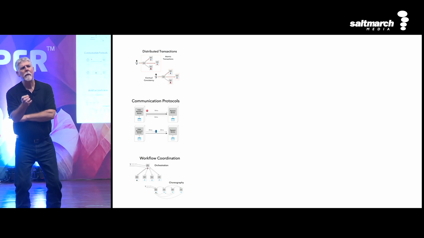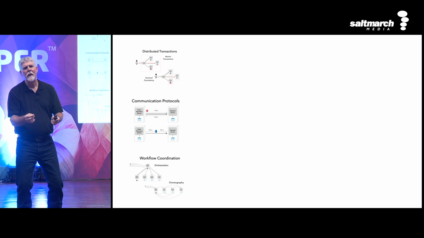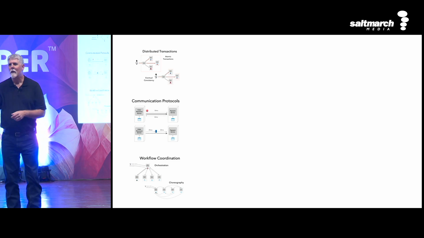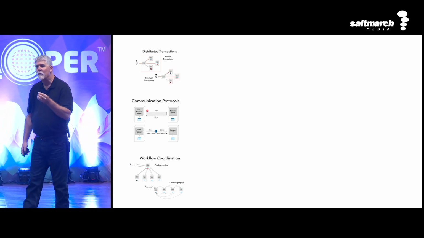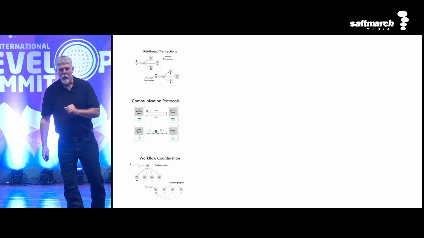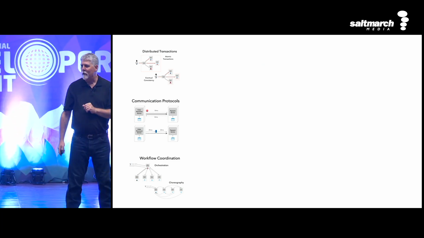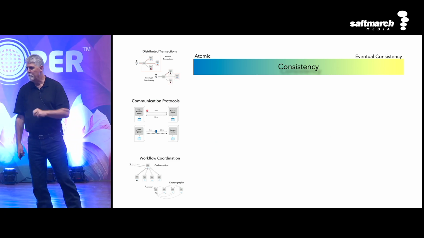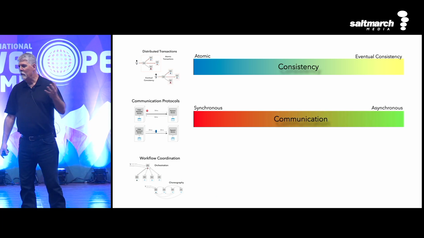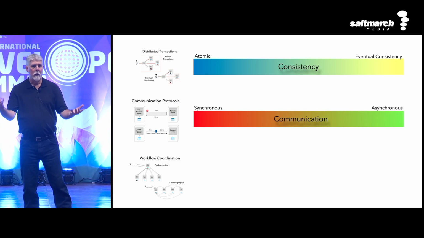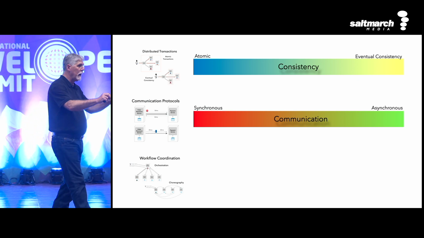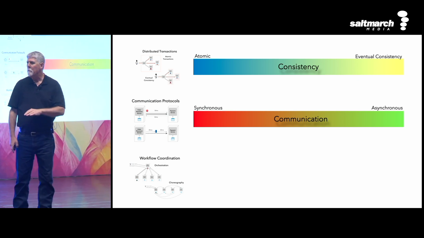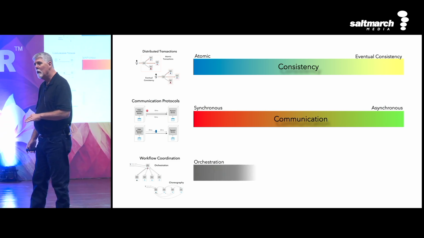How can we simplify distributed architecture? How can we simplify our decisions? It's things called transactional sagas. Let me show you. Distributed transactions is all about consistency. And we have 2 choices, atomic or eventual. Communication, we could do synchronous or asynchronous. Now, there's a lot of different types of communication, but they both fall within those 2 categories. And what about workflow? Workflow, we had orchestration or choreography.